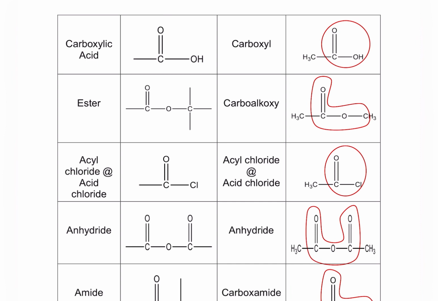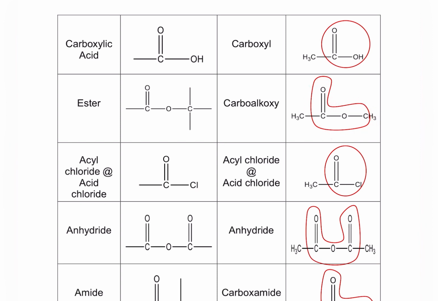Let's go to carboxylic acid, with C double bond O, single bond OH, and the name of the functional group is carboxyl. You can circle just like this diagram. The next one we have ester with C double bond O attached to single bond O, single bond C. The name of the functional group is carboalkoxy, just like in this example.